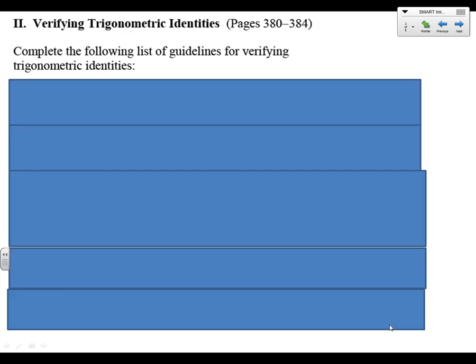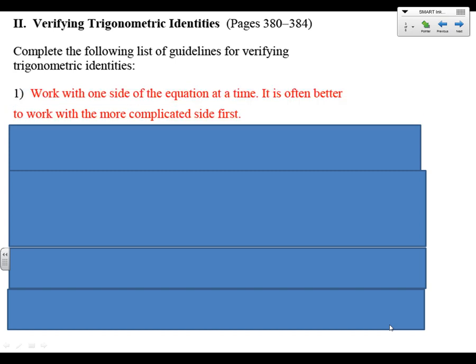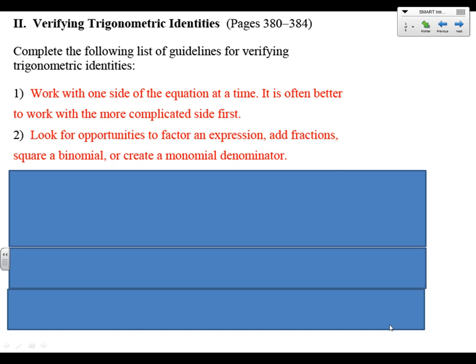Alright, so let's talk step by step about some things you can try to verify your trig identities. First thing you're going to want to do is work one side of the equation at a time, and the rule of thumb is we're going to want to work the more complicated side first. We'll see that a lot in the 5-2 homework. Look for opportunities to factor, put fractions together with common denominators. Look for opportunities to square or create a monomial denominator.